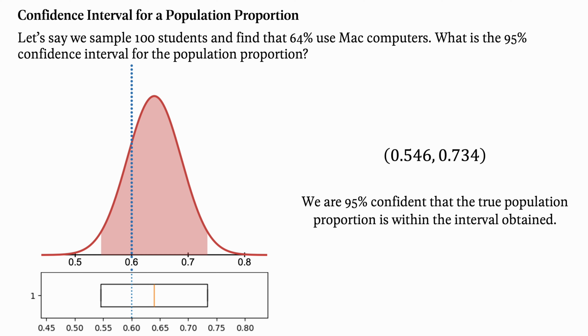On the left is a graphical representation of the confidence interval. Since we happen to know the true population proportion, I've overlaid it onto the visualization as a dotted blue line.